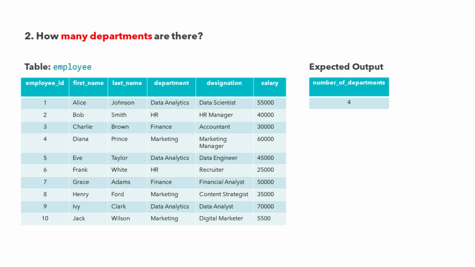2. How many departments are there? As we can see, there are many employees who work in different departments in the organization. There is HR, data analytics, finance and marketing. However, there are multiple occurrences as many people work under the same department. As per the expected output, we can see it returns only the count of distinct departments. Now how do we do it?